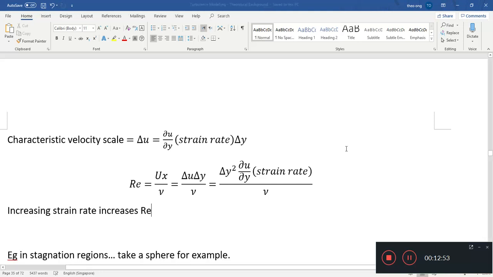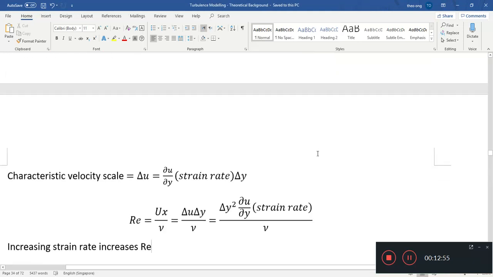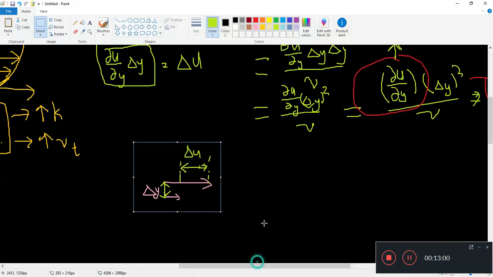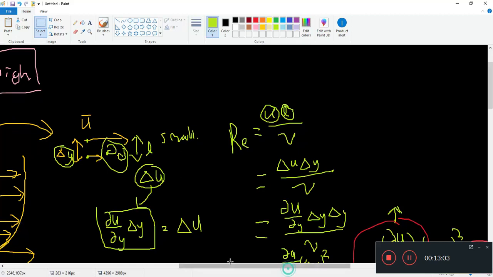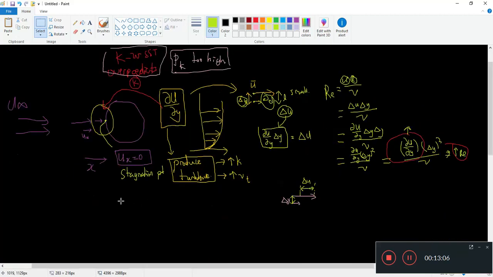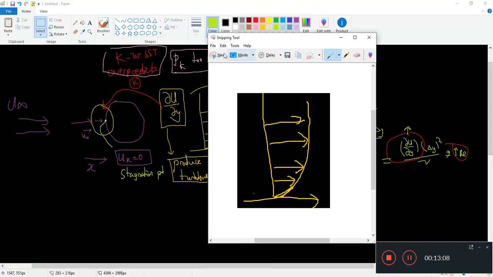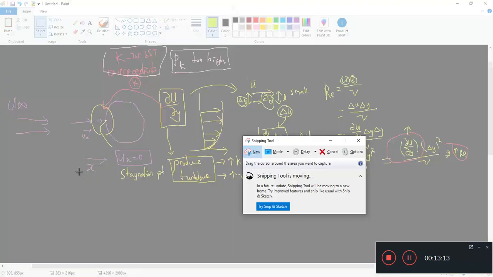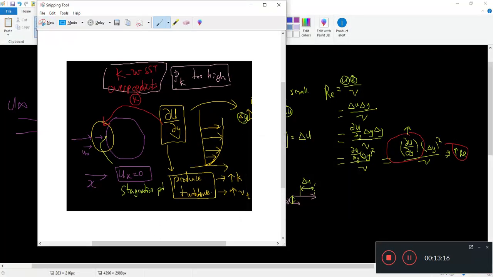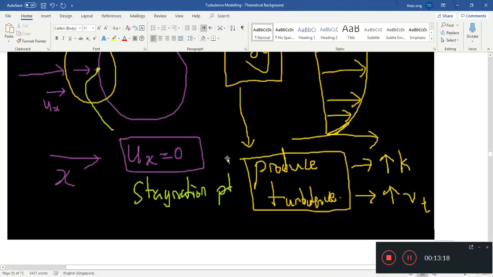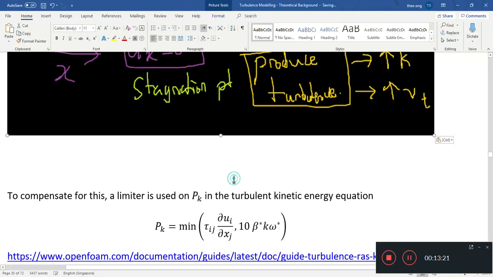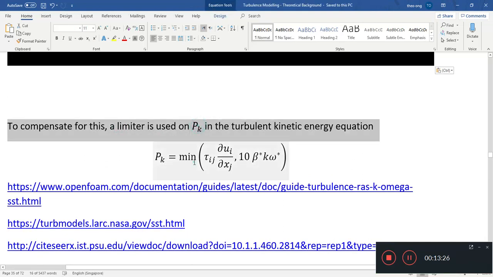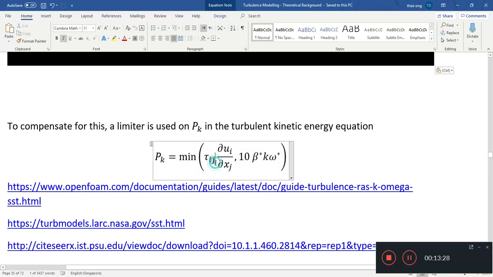Anyway, that was just repetition of just now. In stagnation regions, remember the sphere example? We have this problem of the kOmegaSST over predicting the turbulence here in this scale. So to compensate for this, a limiter is used on the production rate of turbulence kinetic energy, which is why you see this here.